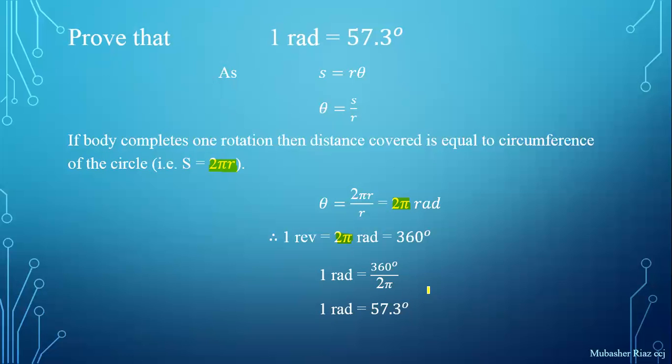Arc length would be equal to the radius of the circle if the angle subtended by the arc at the center of the circle is equal to 57.3 degree. So this was the first term related to the circular or angular motion of an object known as angular displacement. So next time we will discuss angular velocity and angular acceleration.